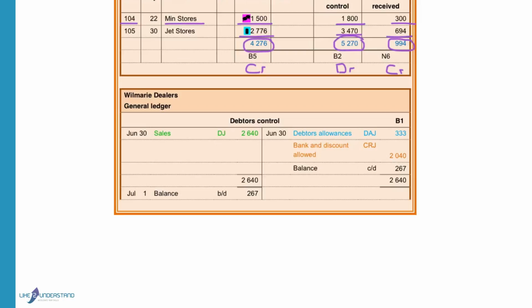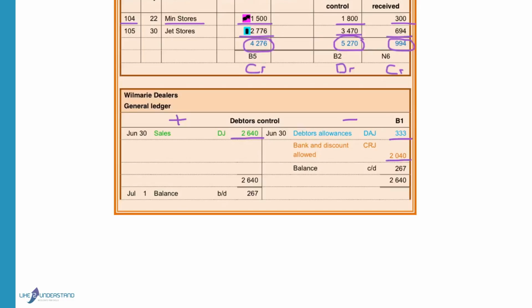When the entries are posted to the ledger, debtors control is an asset and will increase on the debit side and decrease on the credit side. The goods sold to the debtors will be recorded on the debit side to increase the amount that they owe. When they return goods, we have to decrease the outstanding debt, so we will record it on the credit side. Bank and discount will decrease their debt on the credit side.